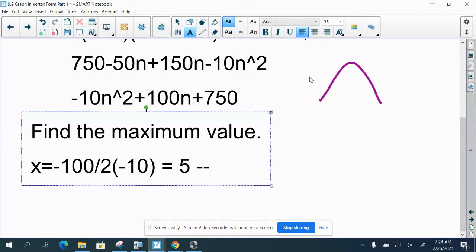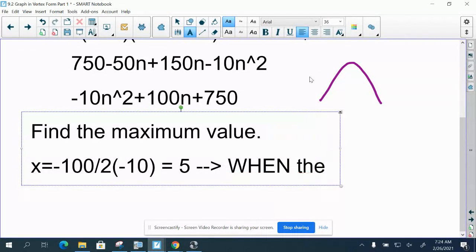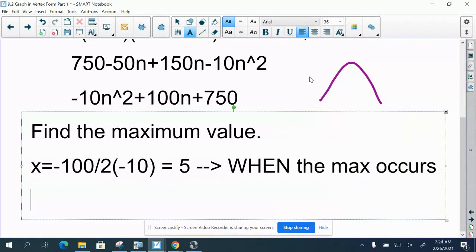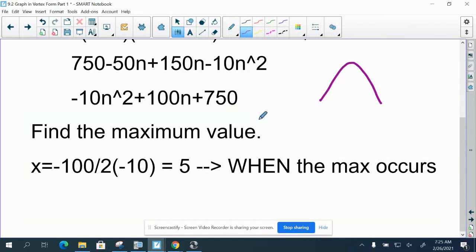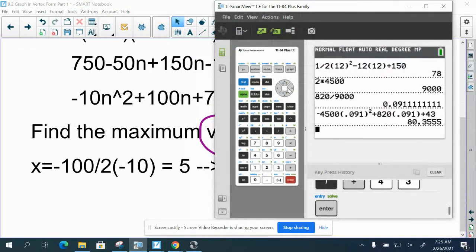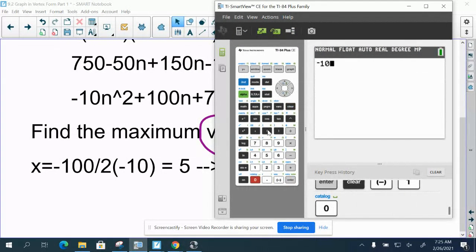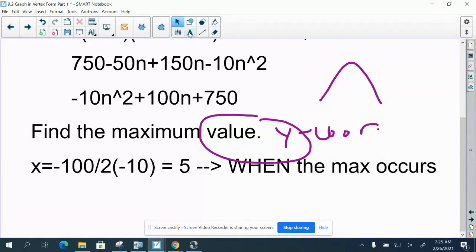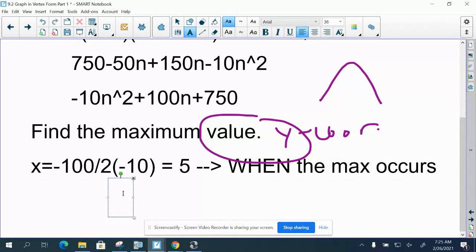So this gives us when the max occurs. In order to find the maximum value, the value is going to be your y coordinate. So we're going to plug in 5 back into our function here. So I'm going to pick up my calculator and go negative 10 times 5 squared, which is 25, plus 100 times 5, which is 500, and plus 750. So we get 1,000. And then that would be in dollars. $1,000 for the revenue.